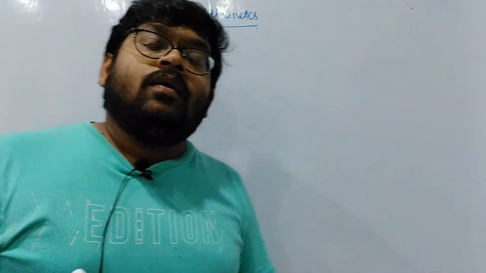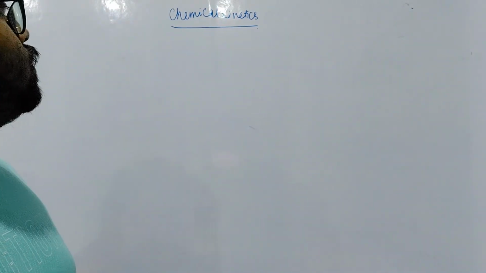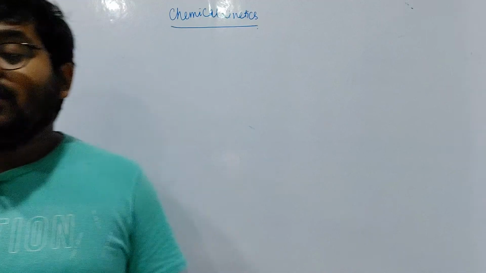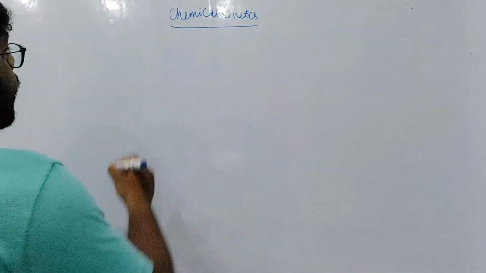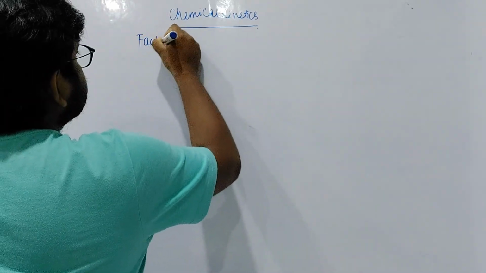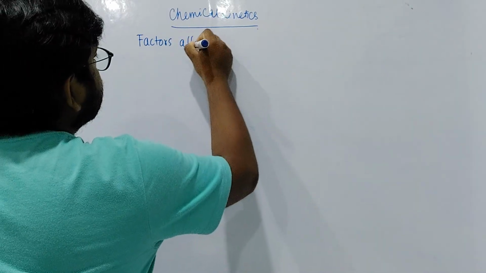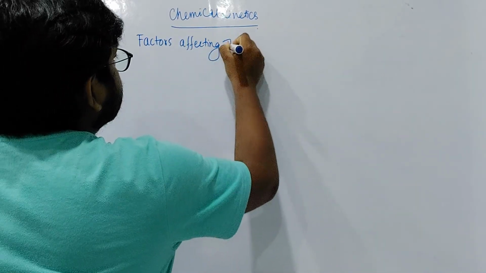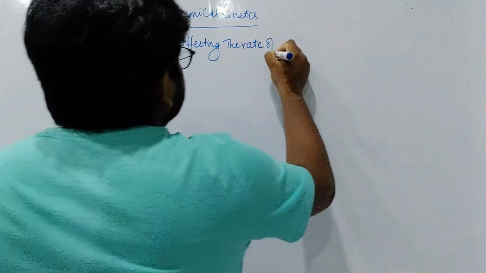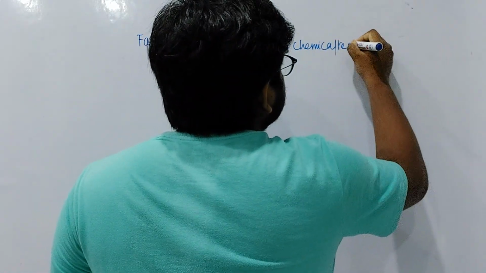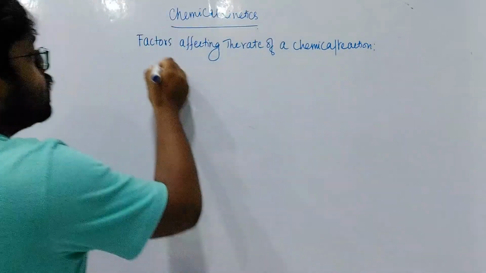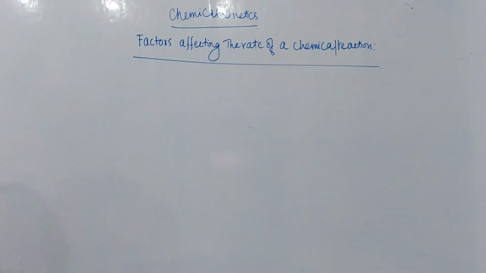See, what we have to discuss in chemical kinetics today, a very important factor that we need to discuss in chemical kinetics is what are the factors that affects the rate of the chemical reaction. So factors affecting the rate of a chemical reaction. Okay, so these are the factors that I am going to discuss now.